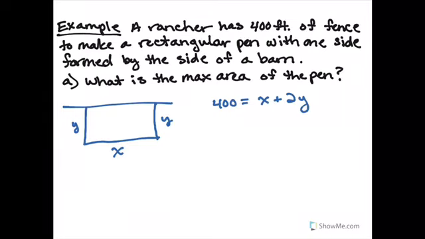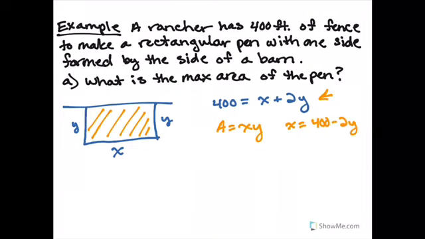What is the maximum area of the pen? So what's the area of this going to be? It's X times Y, right? All right, so the equation we have to optimize is X times Y. And I have to solve this first equation for a variable. It's going to be easiest to solve for X, right? So we're just going to subtract 2y from both sides, and we're going to get x equals 400 minus 2y.